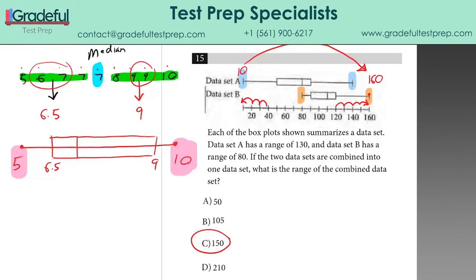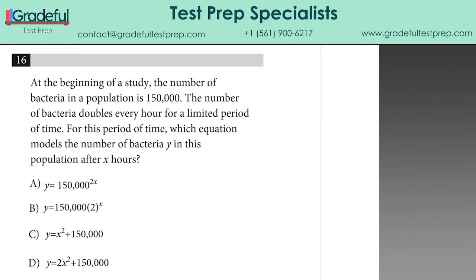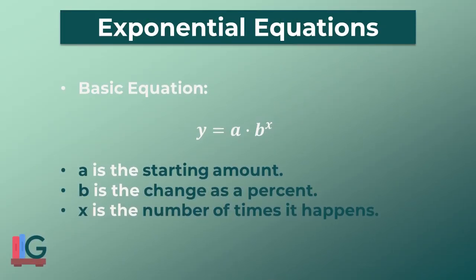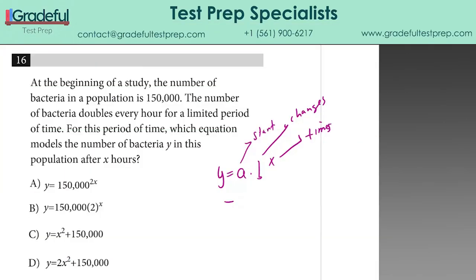Question 16 is asking us about a basic exponential equation, and the format, like we said earlier in this video, is y equals a times b to the x. A is the starting amount, b is the way it changes, and x is the number of times. So in this situation, the bacteria is starting at 150,000, which it says right here, and it's doubling, which it says right here, and it says it doubles every hour right over here, and so x is just the number of hours, the number of times. And this exactly matches answer choice B for number 16.